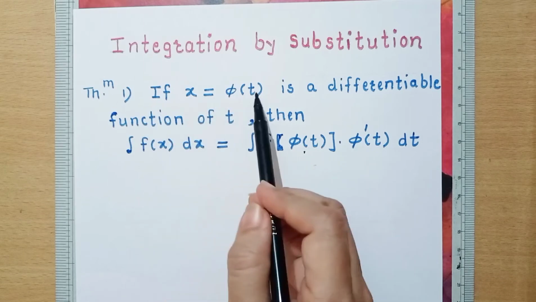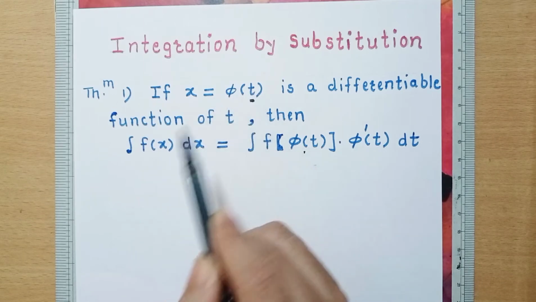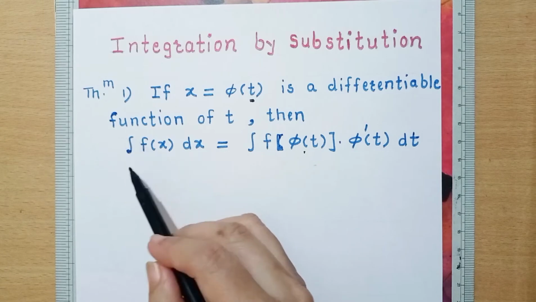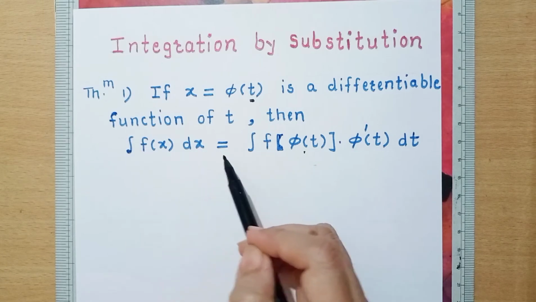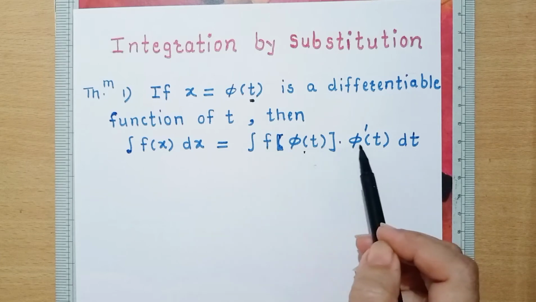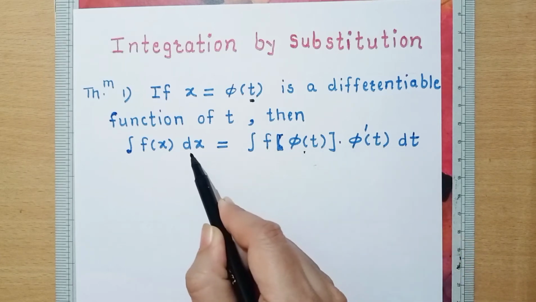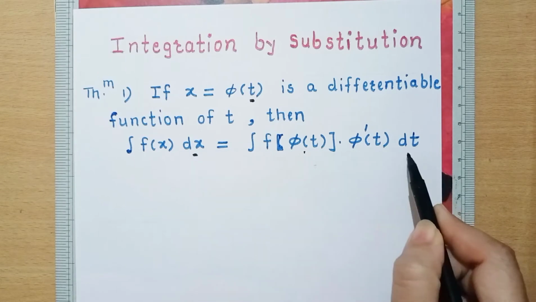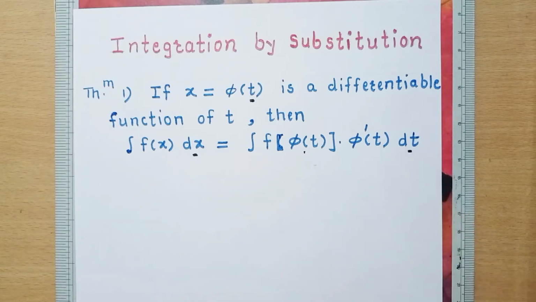If x equal to phi t is a differentiable function of t, then integration of f x dx equal to integration of f of phi t into phi dash of t dt. That means integration with respect to x we have changed to integration with respect to t.